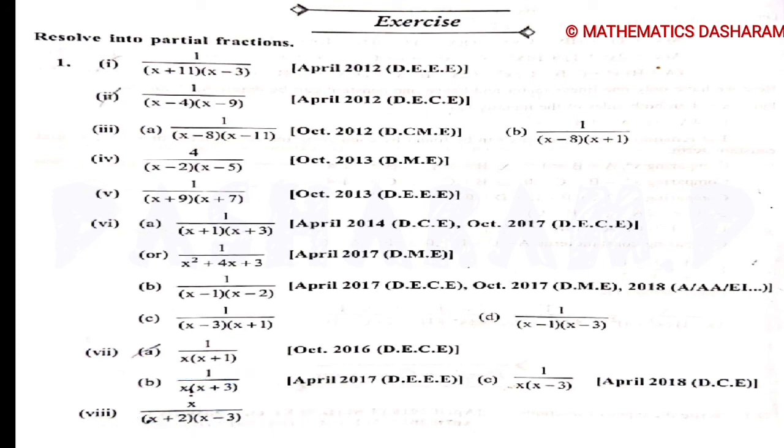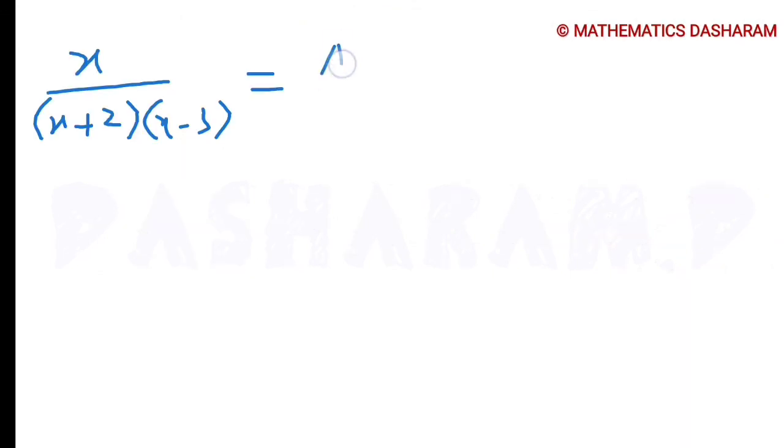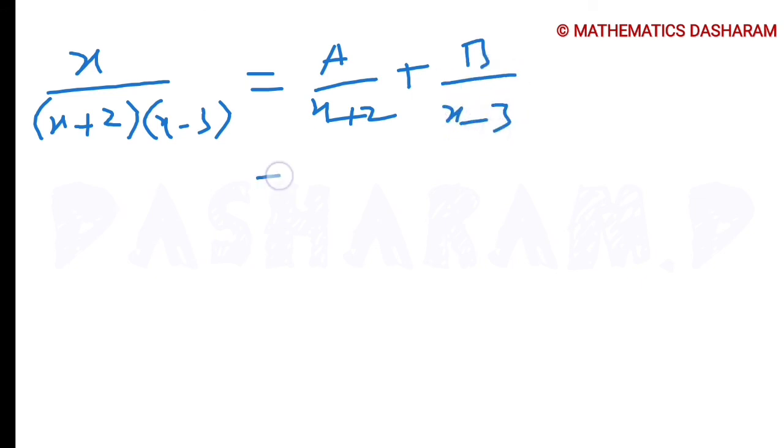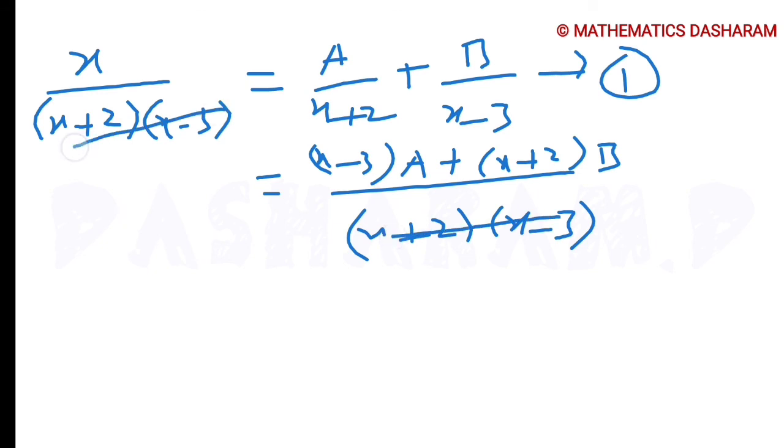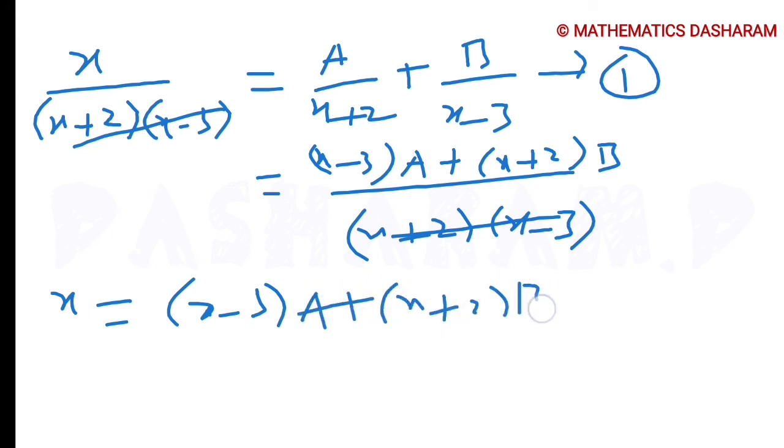Here also the denominator has non-repeated linear factors. So a divided by x plus 2 plus b divided by x minus 3. So take it as equation 1. Now take the LCM, x plus 2 into x minus 3. Now cancel the denominators and equate the numerators. x equals x minus 3 into a plus x plus 2 into b. Let's find these a and b values by using the general method.